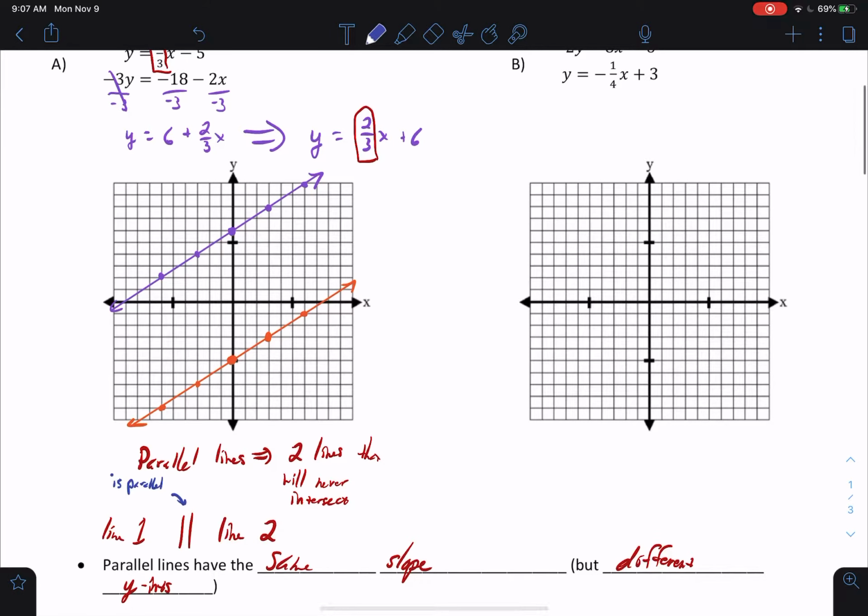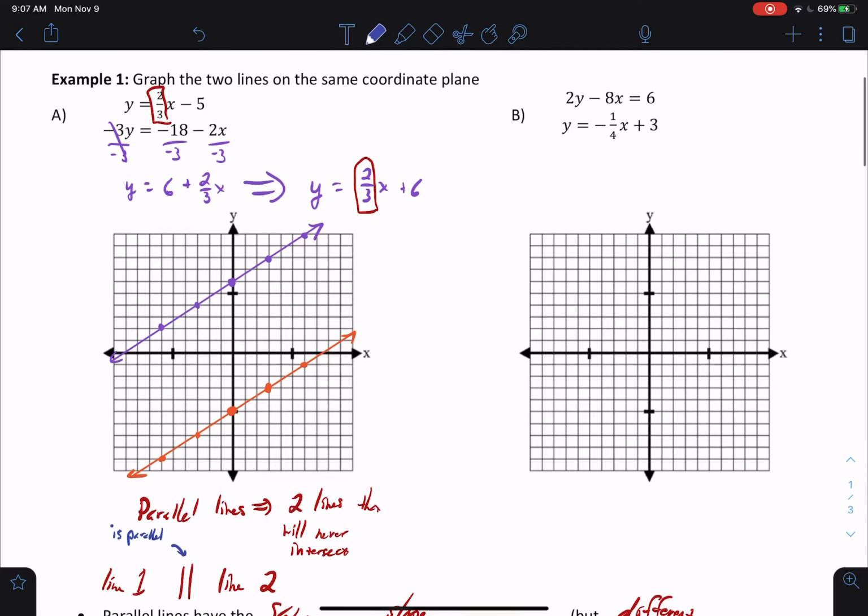What about perpendicular? Okay, so you see with my first equation, I need to get that into slope-intercept form. So I'm going to rewrite it here just to give myself some room. I'm going to add 8x to both sides. And then I'm going to divide everything by 2. So I'll get y equals 4x plus 3. If I'm going to graph this, I'm going to start at 3. I'm going to go up 4 to the right 1, or down 4 to the left 1.